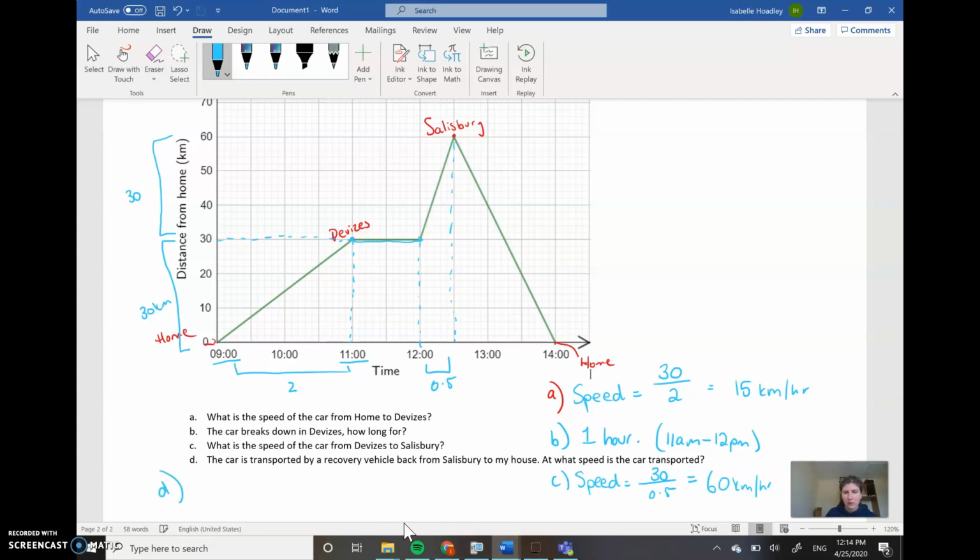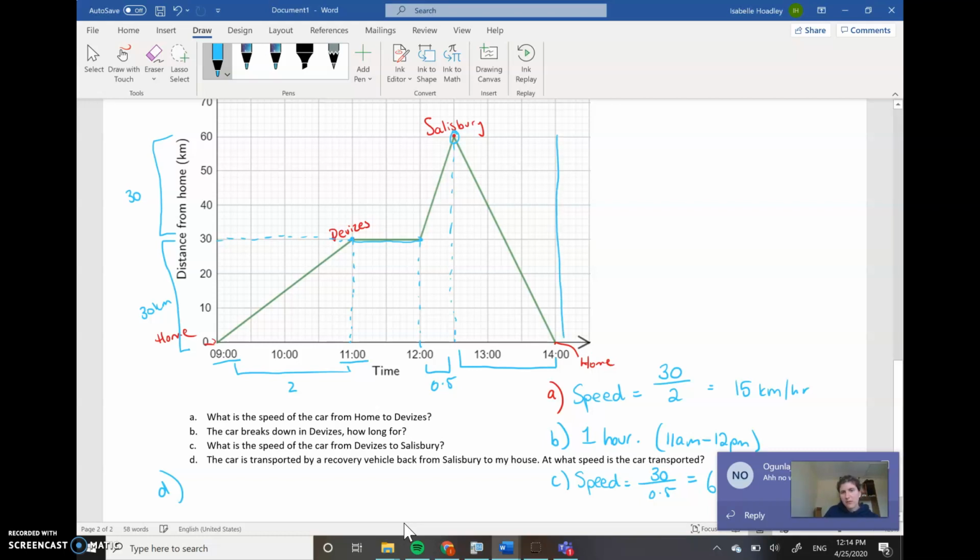Okay, D. I'm doing it over here because I'm just running out of room. The car is transported by a recovery vehicle. Okay, so I've broken down again. I'm getting a recovery vehicle from Salisbury all the way back to my house. At what speed is the car transported? So now I'm looking at this negative gradient here because I'm going back home, back to my starting point. So in total, I've travelled 60 kilometres from that point back home. And again, you can look at that from the graph if you join that along. Okay, that's 60 kilometres.